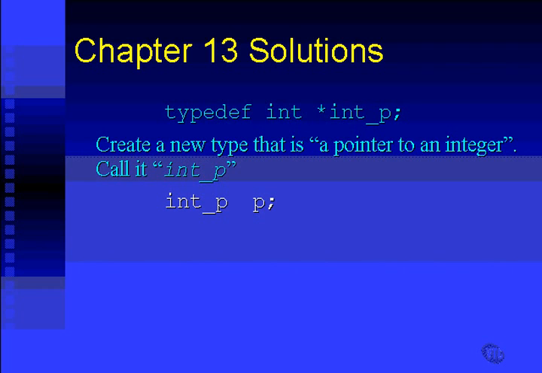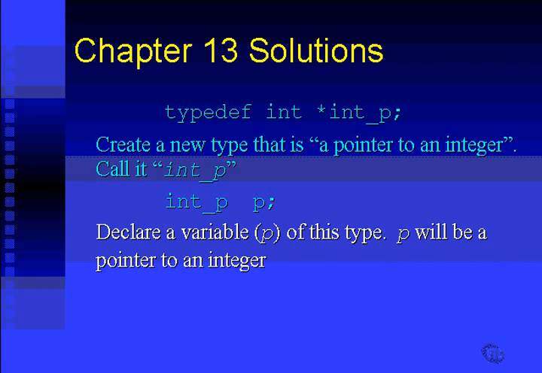Next line, int_p p. Declare a variable called p of this type. P will be a pointer to an integer. Now, notice that p is a pointer, even though in its declaration there is no asterisk. You might think, well, hang on, there's got to be an asterisk in the declaration of a pointer. No, there doesn't, if typedef has been used to declare that type. So if you like, the asterisk is part of the declaration, but it comes from the typedef line. It is a little confusing. Anyway, that's what those two lines of code mean.